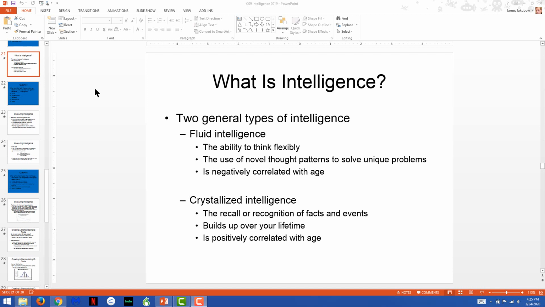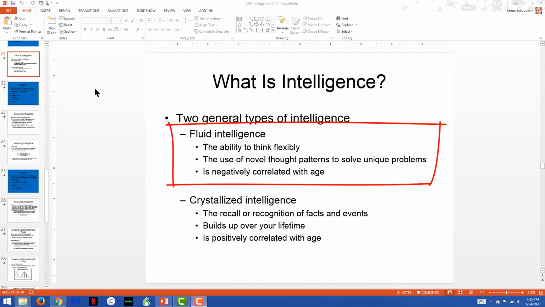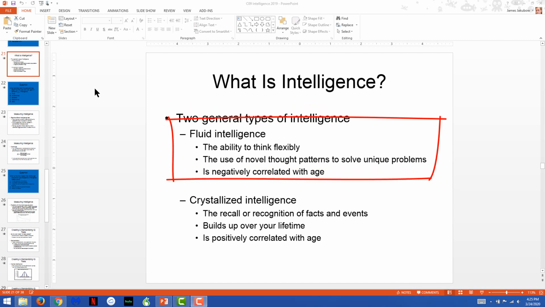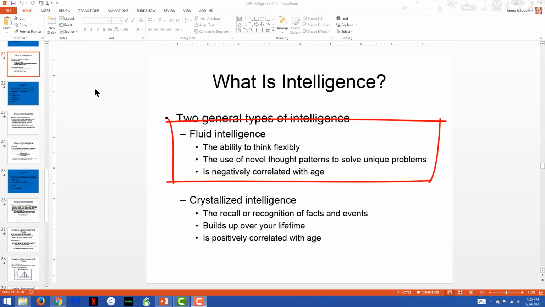So fluid intelligence is the name in which you would generally think about a person's ability to think flexibly, that is, be creative. And in fact, fluid intelligence is directly related to the whole capacity of being creative and how that process exists over the course of your lifetime.